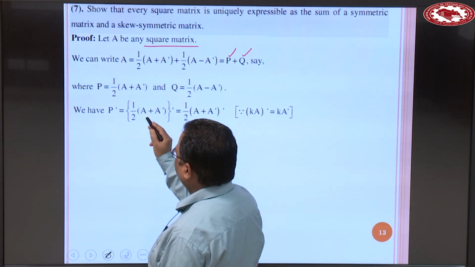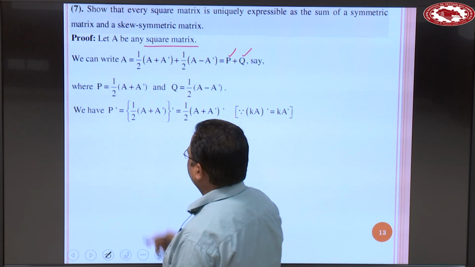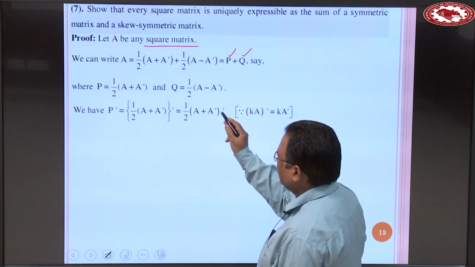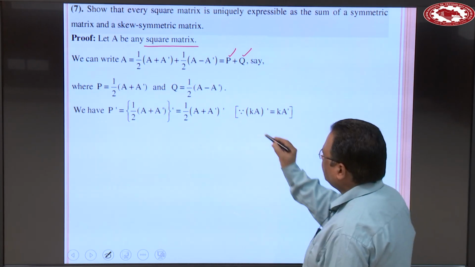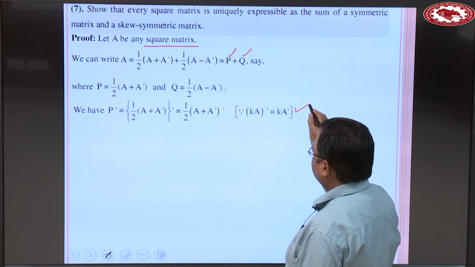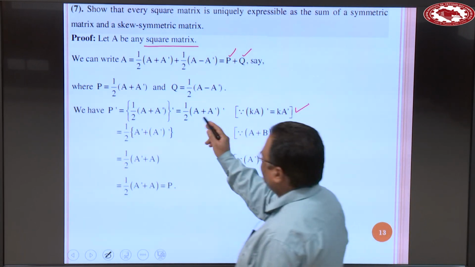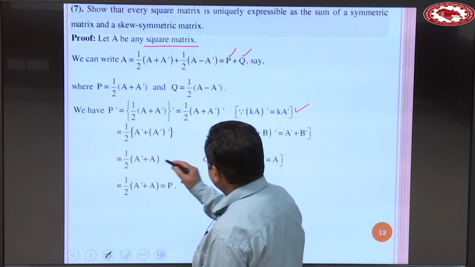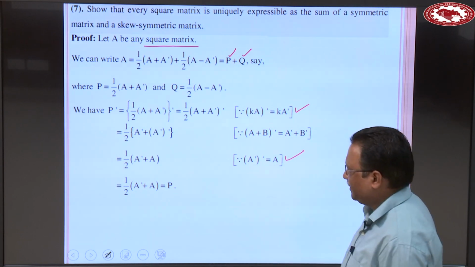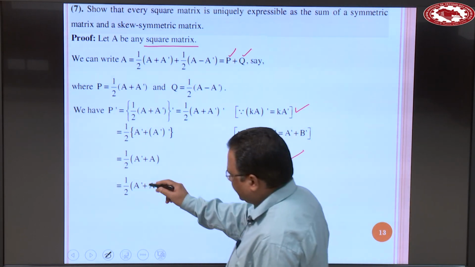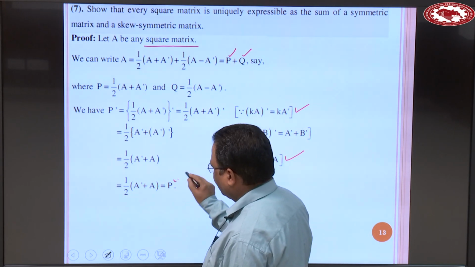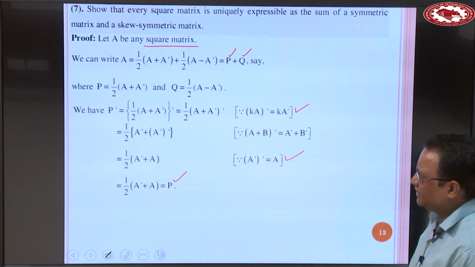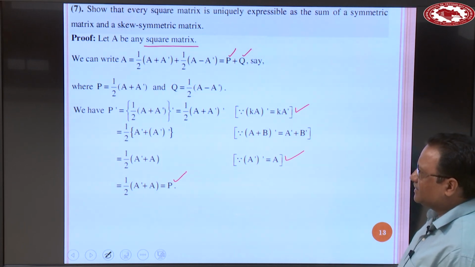Then calculate P dash. P dash is 1 by 2 (A plus A dash) within the bracket and outside this again transpose. This means 1 by 2 (A plus A dash) dash, because (KA) dash is equal to K A dash. Use this property. Now, this one is 1 by 2 (A dash plus A dash dash), and A dash dash is A. Use this property, and that can be written as 1 by 2 (A dash plus A), which is equal to P. So, P dash is equal to P. So, when P is equal to P dash, this means this matrix is symmetric.